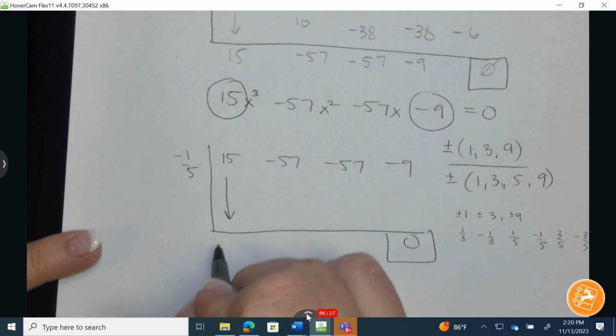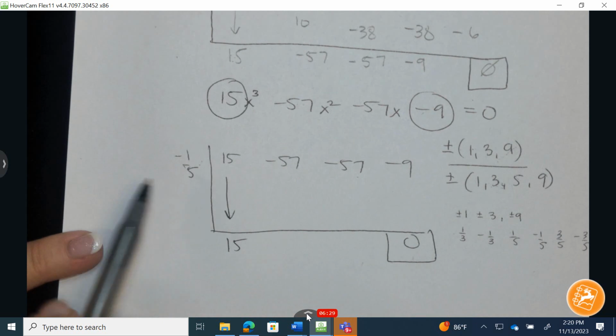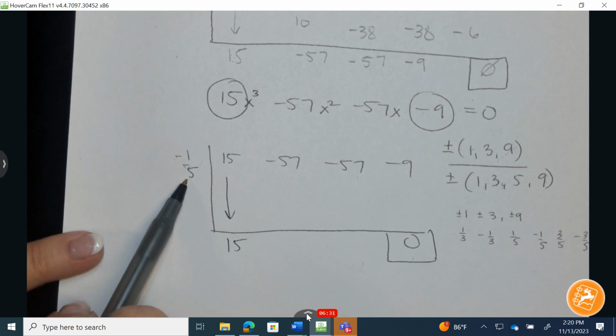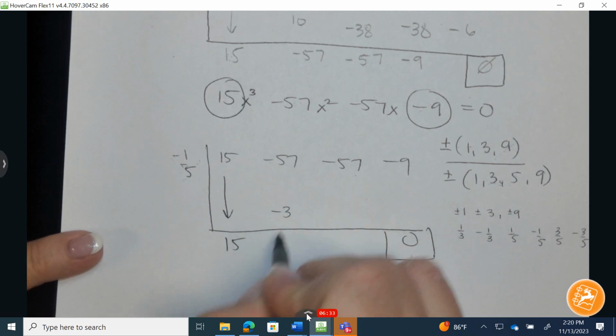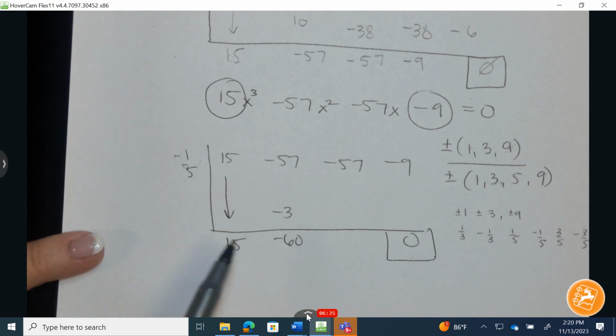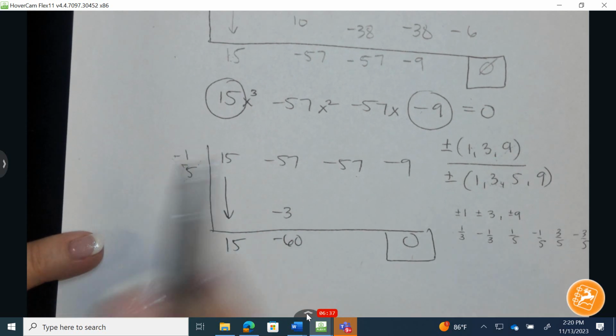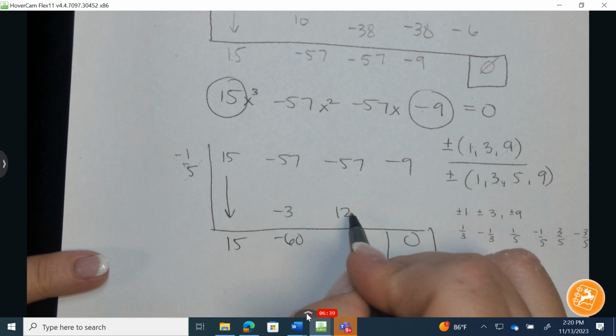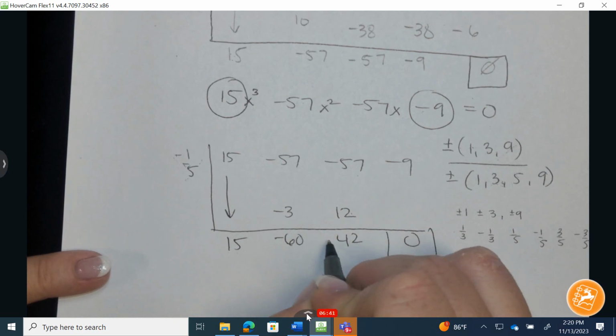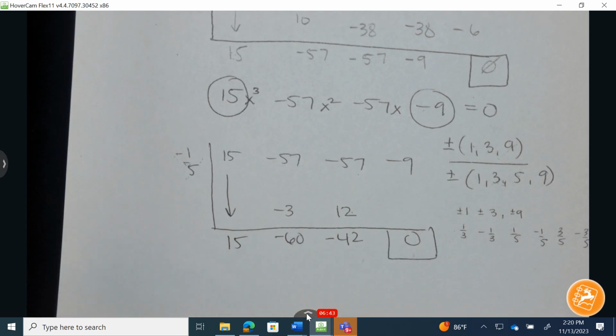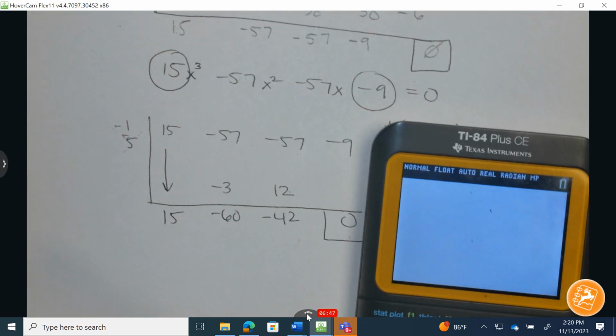Okay, so I'm going to drop down the 15. Now remember, this is like dividing by -5. So 15 divided by -5 is -3, combined to give you -16. -60 divided by -5 is +12. Let's see, that's 52. That is a -42. Ooh, this isn't looking as good. Let's see what I've done here. Maybe I've done something wrong within the math.